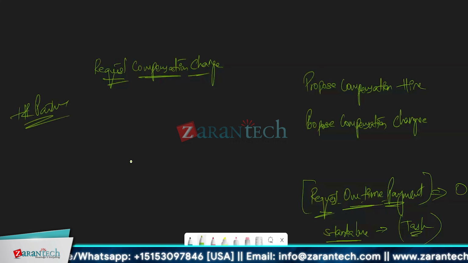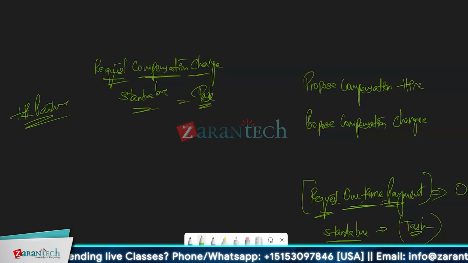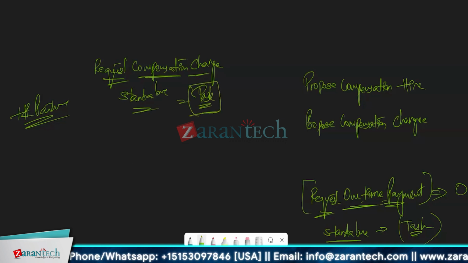So this is also a standalone business process, which means you can trigger the business process via a task. There is a task called request comp change, and you can trigger this business process via that task. It is not used in any other business process as a sub process.